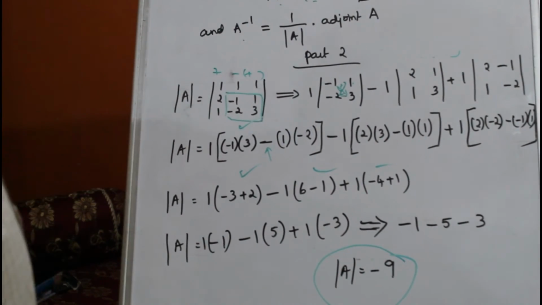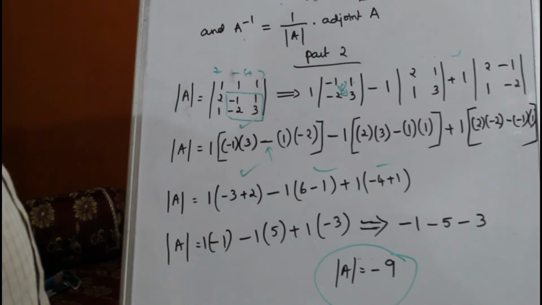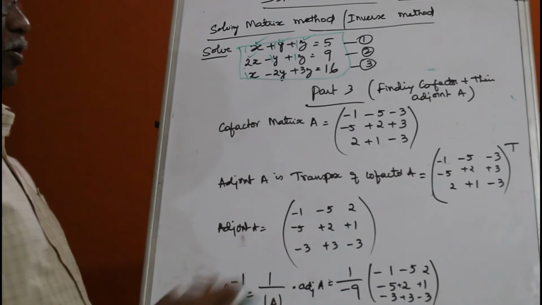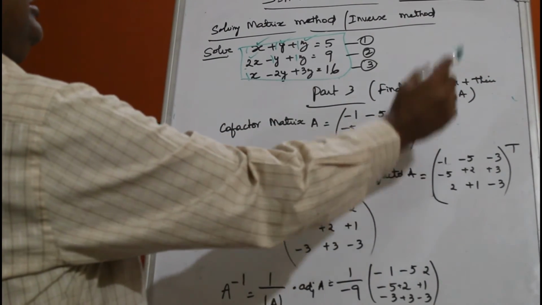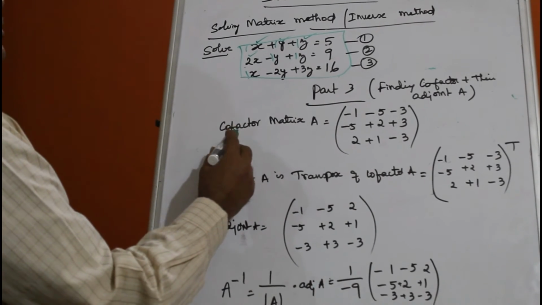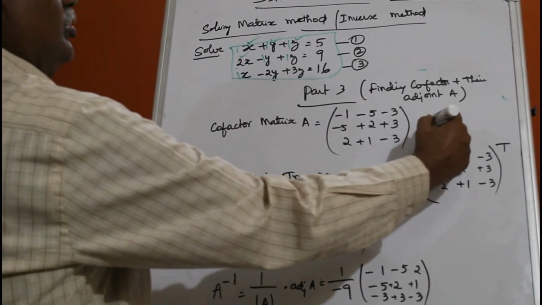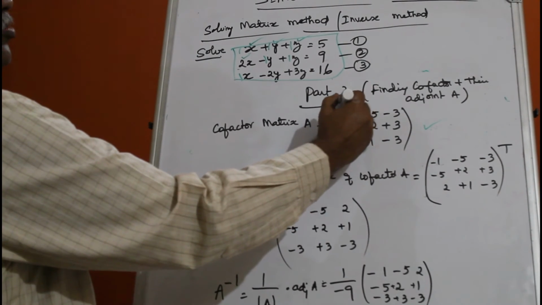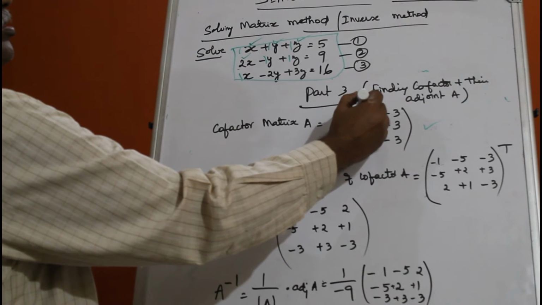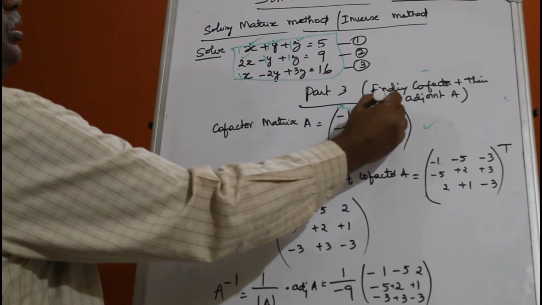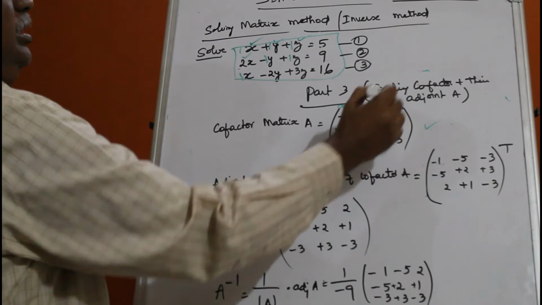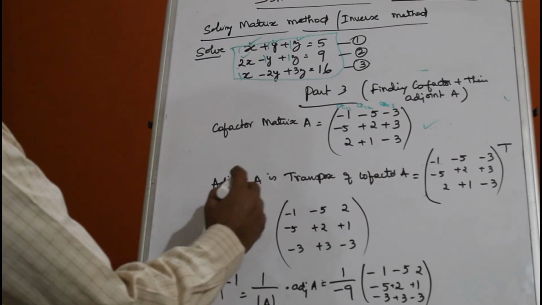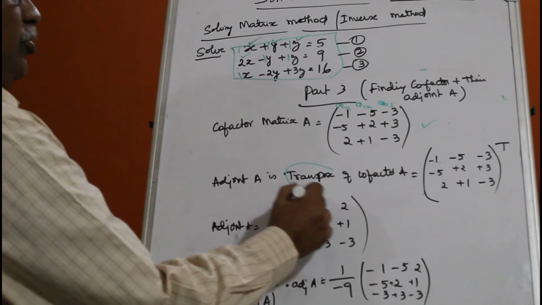Next you must do adjoint A, that is called part 3, a very lengthy process, you must be careful. Now coming to this part 3, you have to find the cofactor and then adjoint A. So first the cofactor matrix you can write from part 2. What all you got, the cofactors, each cofactor. This is called cofactor of A11. This is called cofactor of A12. Cofactor of A13. Like that for all the cofactors. Each element you can write it. All the cofactors. And adjoint A is nothing but transpose of cofactor matrix.